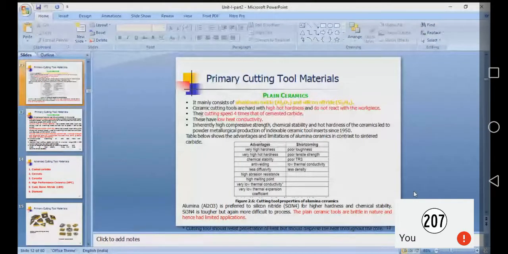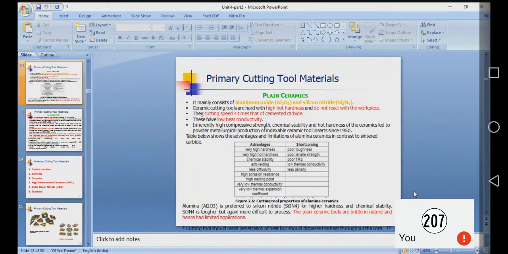This one is a plain. These are known as the plain ceramics. The advantages and disadvantages. Advantages: produces very high hardness, very high hot hardness, chemical stability, anti-welding, less diffusivity, high abrasion resistance, high melting point, low thermal conductivity, low coefficient of thermal expansion.